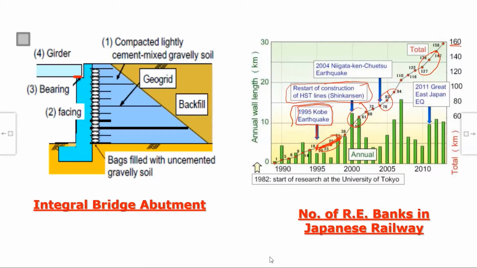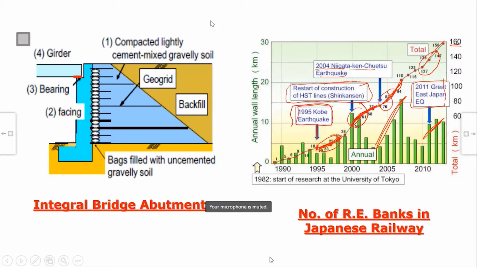So when again they went on high speed, they pushed the pedal for constructing more and more RE lines, RE structures. This point is year 2004, when, if you recall, the famous Niigata-Chuetsu earthquake came. And again they found that in the earthquake, the performance of RE structure is better. So you can see immediately after the earthquake, again there is a sharp rise here in RE structure. And here, this was the 2011 Great East Japan earthquake when the tsunami happened and there was a lot of damage, if you recall. Again after that, there is a sharp rise.